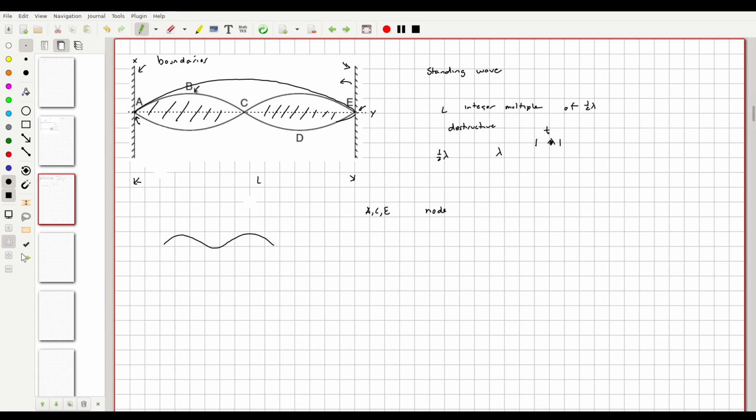And then you have points B and D, which you'll notice are the peaks. So points B and D we call antinodes. Okay, so nodes, like I said, are where the wave is 0 height, and antinodes are places where the wave is at its maximum height.